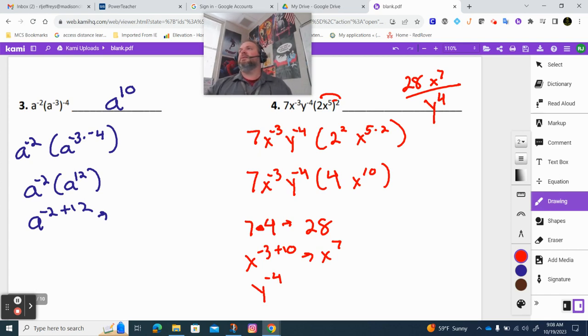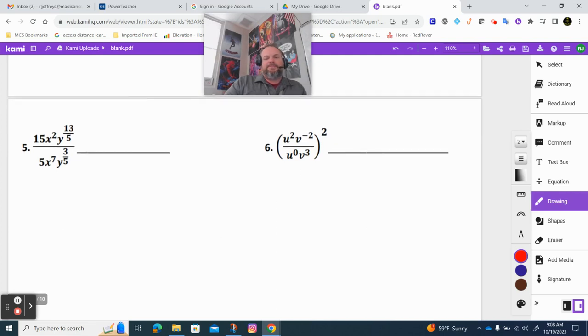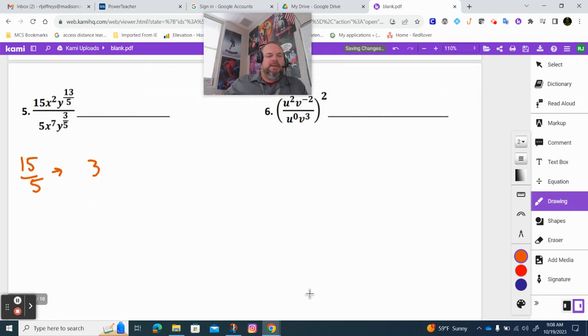All right, good with 3 and 4. All right, number 5. So this is 15 over 5, which is 3. This is x to the 2 minus 7, which is x to negative 5.